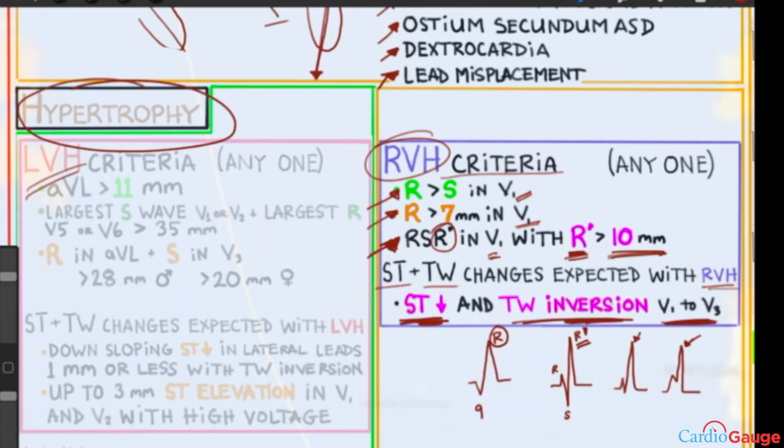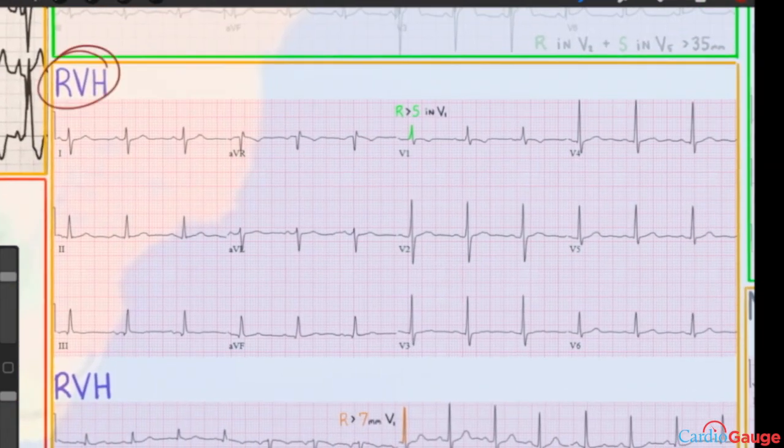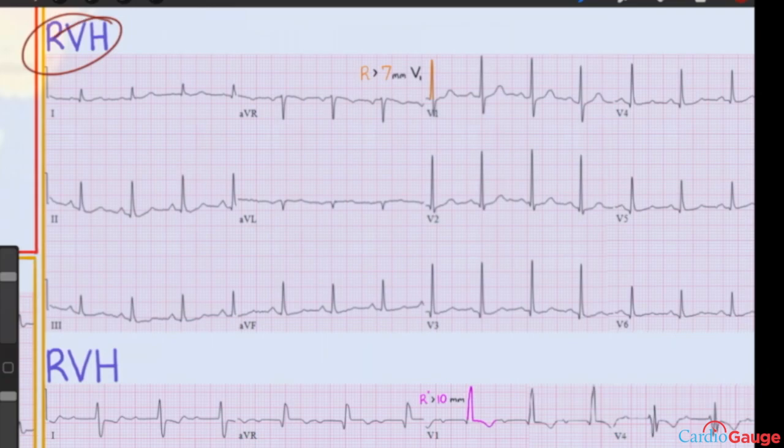Let's do some examples. First one, you're looking at V1. We see R greater than S, R greater than S. So we've got R greater than S in lead V1. Let's do another example. V1, we've got a tall R wave. So we've got an R wave that's greater than 7 millimeters. That's a criterion for RVH. And also, this one has R greater than S in V1. So by both of the criteria, we've got RVH.